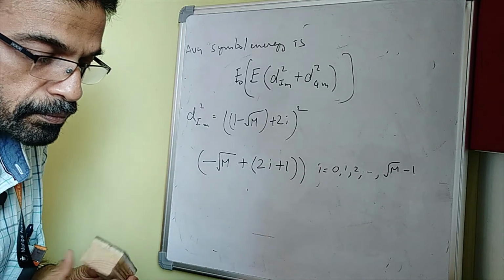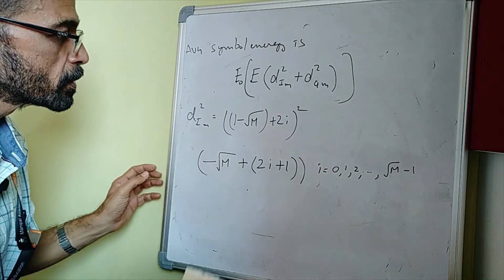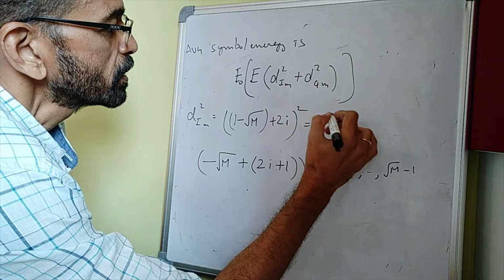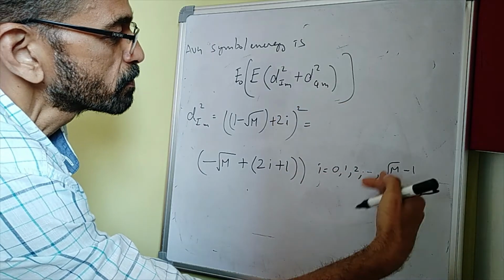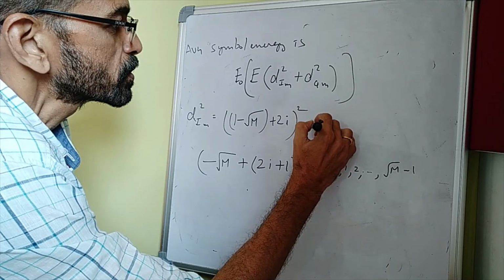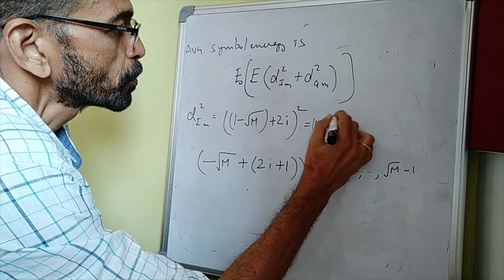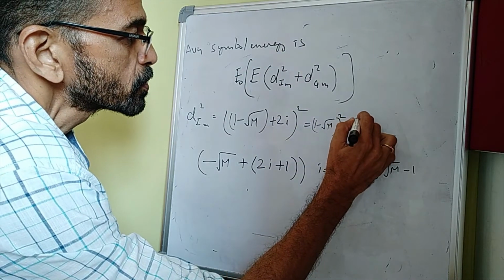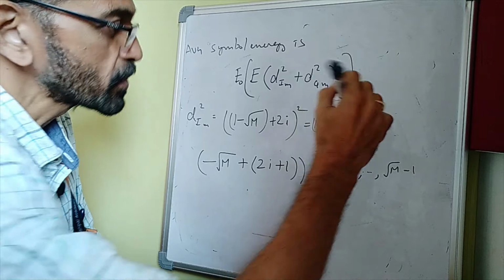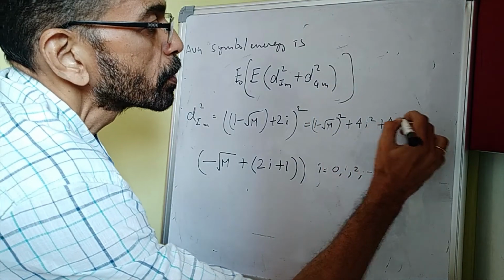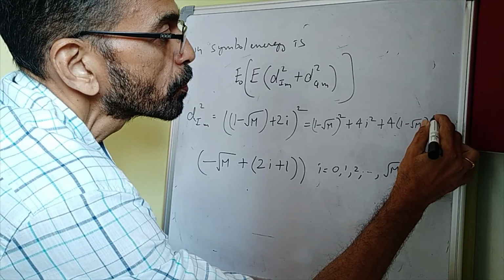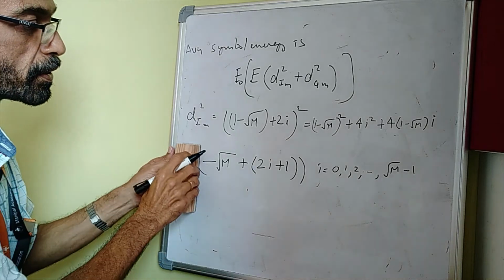Now, remember this I is an index which takes different values. Don't confuse it with the square root of minus 1. So when I square this, I get 1 minus root m whole square plus 4 I square plus 4 into 1 minus root m into I.